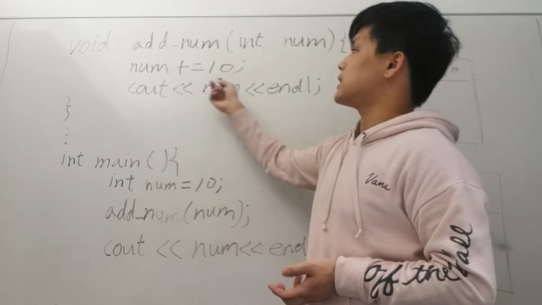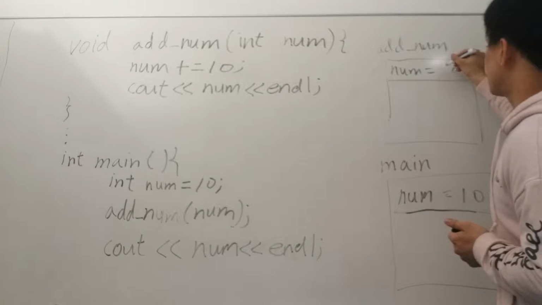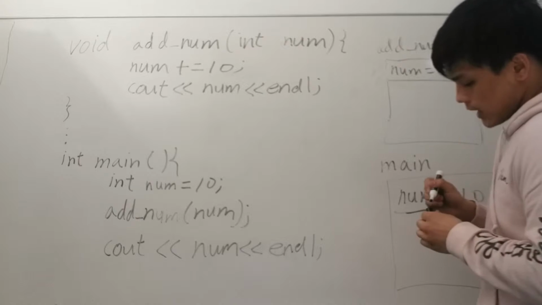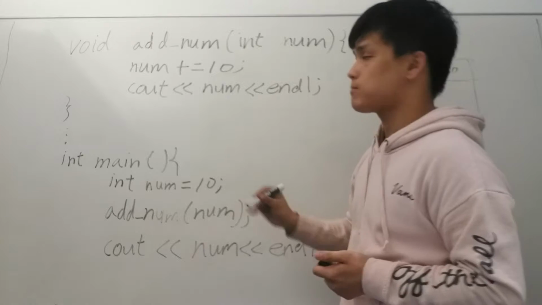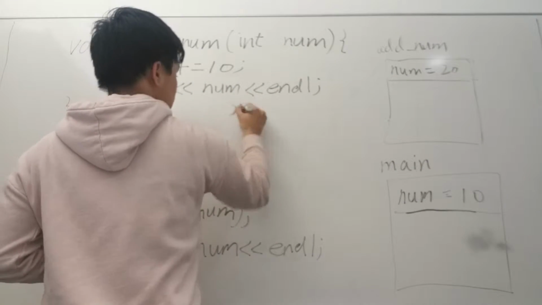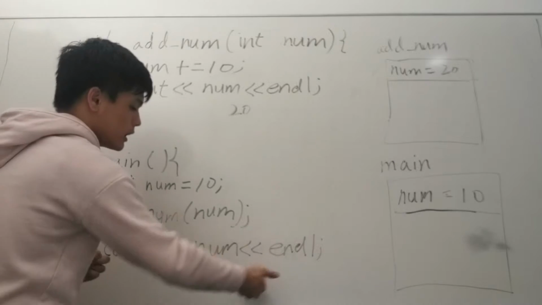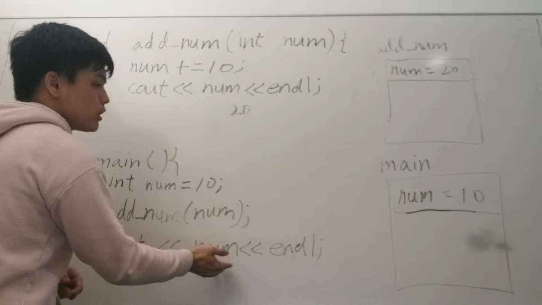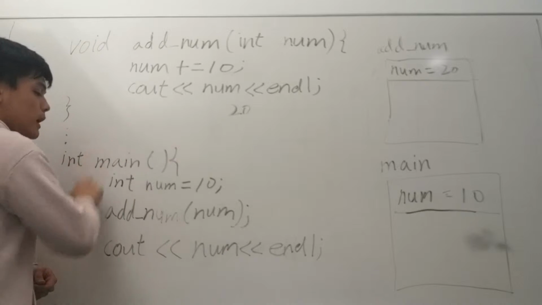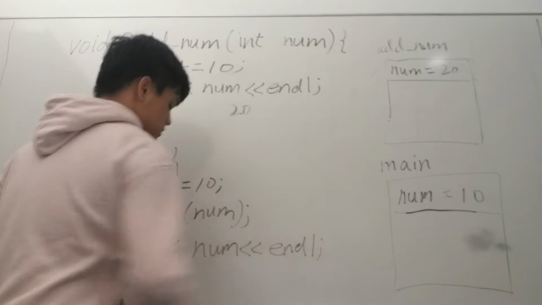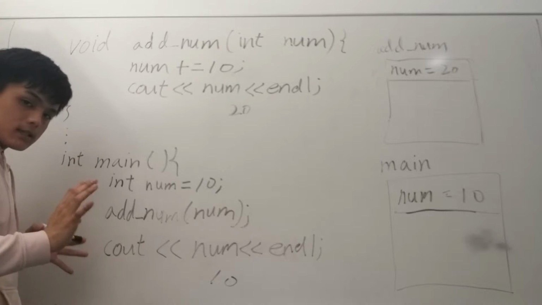Therefore, if I add 10 to the num over here, I'm adding 10 to the local variable num that's being defined in the add num function block, and I print it. So what should the value over here be? I would be getting 20. Okay? And then I finish my function, get back to main, and I print out num again. What is this num? This num refers to the object that's being defined over here, which is a local variable num that's being defined in the main function block. So what do I get? I get 10. Okay? Make sense?